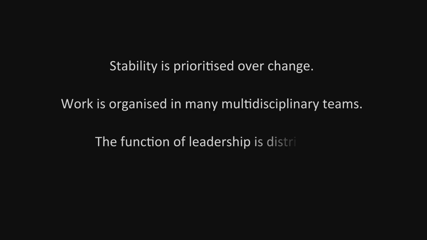This is what Henry Mintzberg describes as a professional bureaucracy. The dominant role of the medical profession in healthcare makes the overall command structure a professional bureaucracy. According to Mintzberg, they have predictable properties. Stability is prioritised over change. Work is organised in many multidisciplinary teams. The function of leadership is distributed to many professionals. Leadership skills training is important for many professional groups.